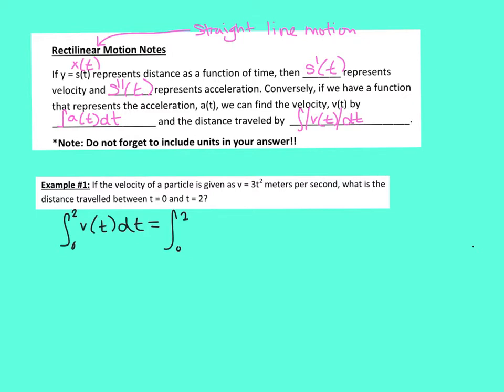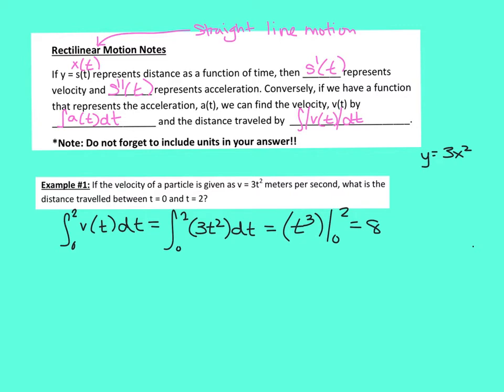Luckily, 3t squared, if you think about the graph of like y equals 3x squared, that's always going to be either positive or 0. You're never going to have negative values. So in this case, we're not going to worry about that. So I have the integral of 3t squared dt. If I take the antiderivative of that, I just end up getting t to the third from 0 to 2, which gives me a value of 8.